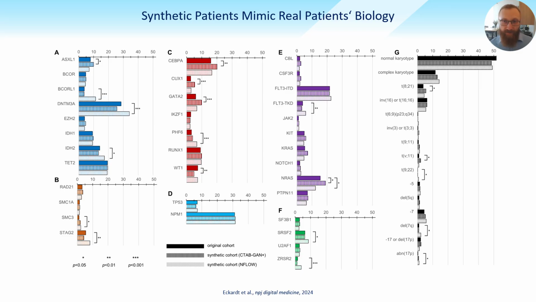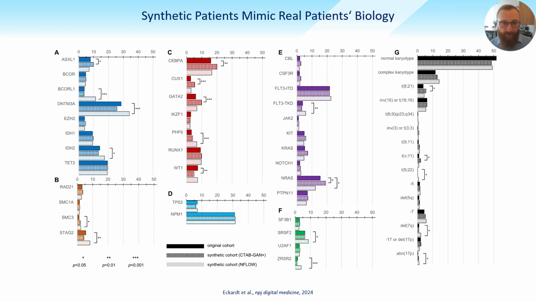So what you can see here is the frequencies of a multitude of molecular and cytogenetic alterations related to myeloid neoplasms that were available for the original training cohort. So the real patients here are depicted in the fully colored bars. And the corresponding distributions for generated synthetic cohorts, so CTEP-GAN+ in stripes and ENFLOW in little dots, you can see on the plots as well. We see here that both synthetic cohorts closely mimic the frequencies of alterations found in the original cohort. There are a few dissimilarities, of course, but nothing completely out of the ordinary.